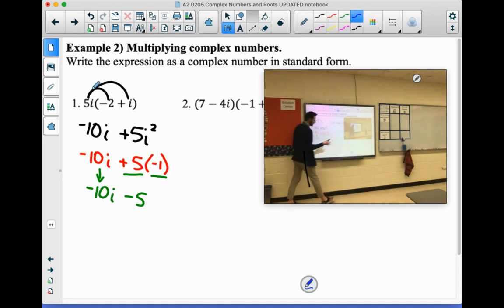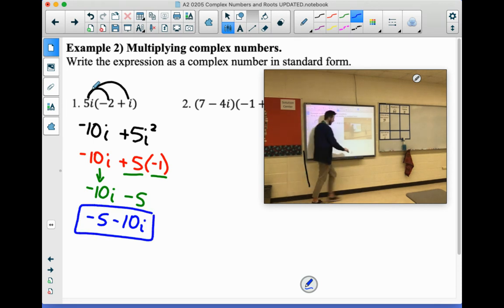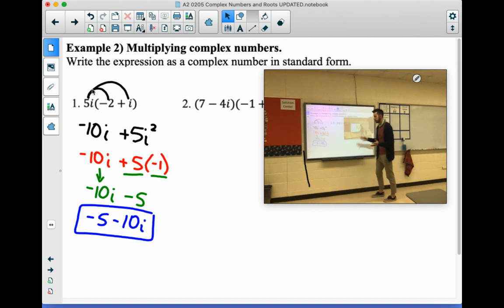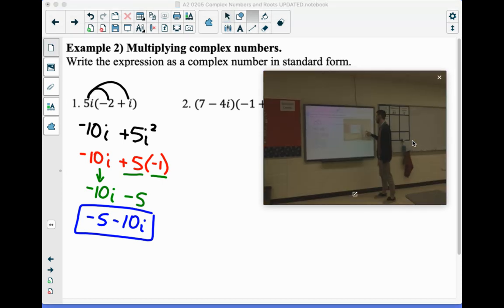But that's not in standard form. You always put your regular numbers first. So we'll just have to reorder: negative 5 minus 10i. So remember, anytime you see i squared, you could just make it negative 1. Just substitute that in.